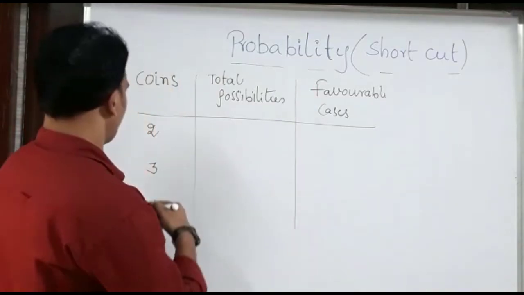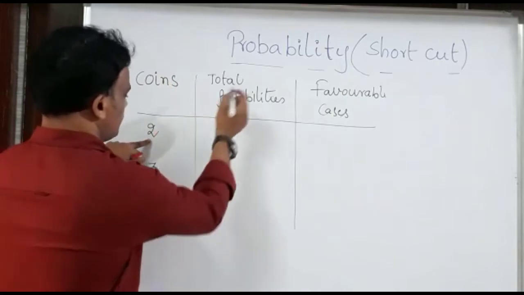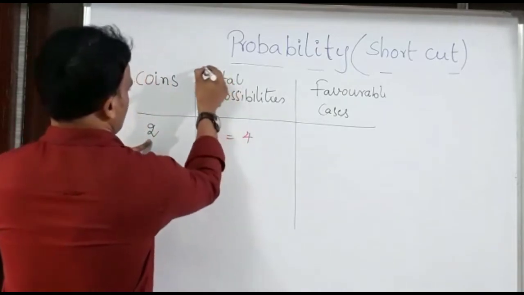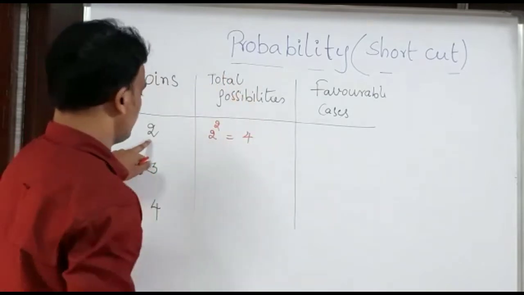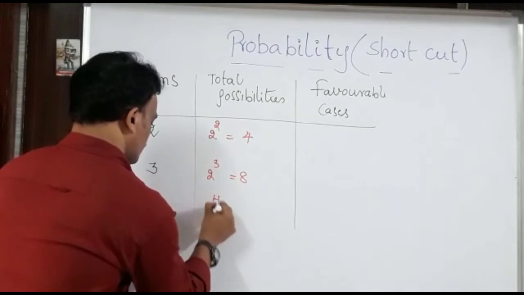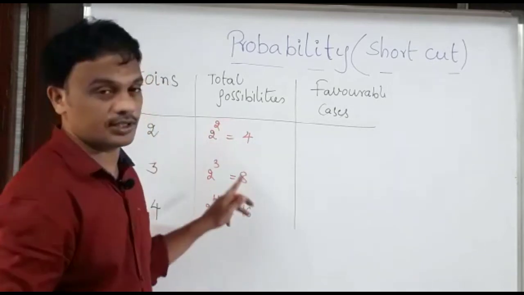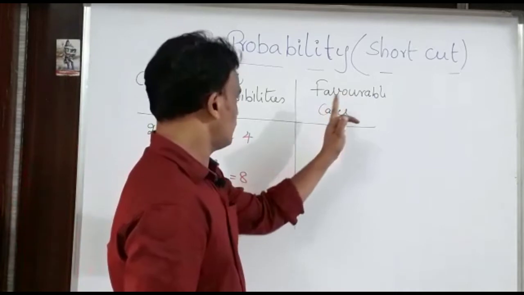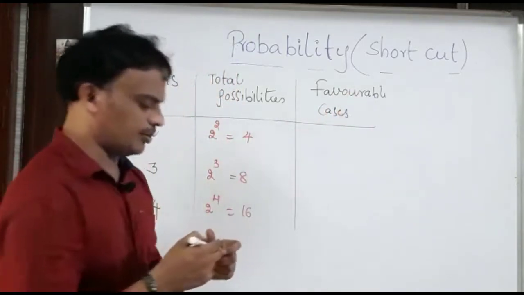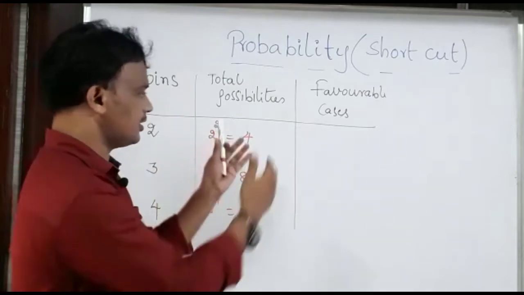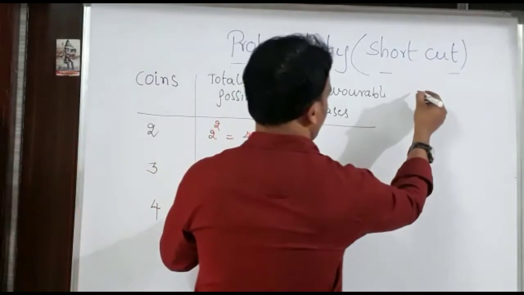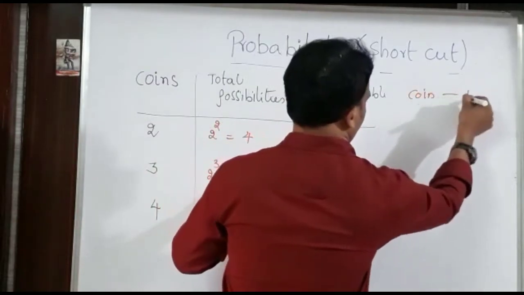First of all, when the coin is tossed 2 times, the number of possibilities is 2 square, which is 4. Of course 2 cube is 8, and 2 power 4 is 16. Now we are going to write the favorable cases. They can ask different problems when two coins are tossed, and in that case I am going to use the shortcut for coins, 11.